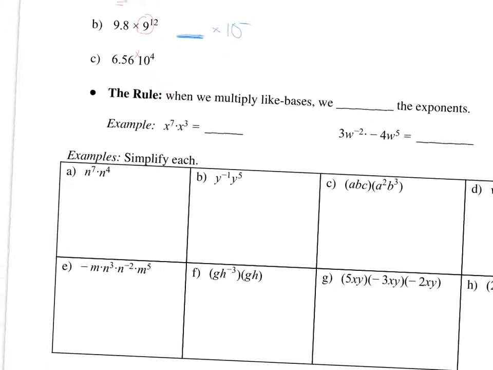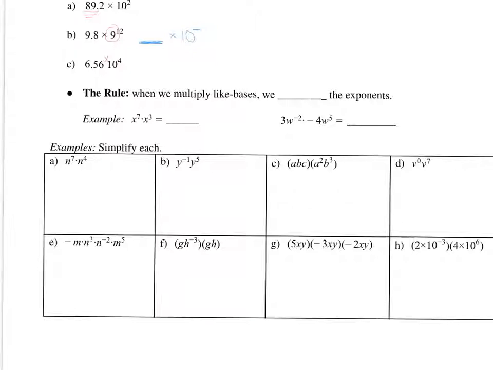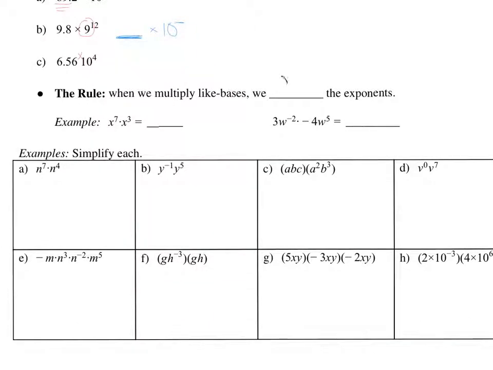And then the last part, we're just going to go over a new multiplication rule. When we multiply like bases, we add the exponents. So you're going to multiply the coefficients and add the exponents. So this is what it looks like. If you had to multiply x to the 7th times x cubed, it would look like this. 1, 2, 3, 4, 5, 6, 7. That represents x to the 7th. 1, 2, 3. That represents x to the 3rd. So in total, you have x to the 10th. So you're going to add the exponents.